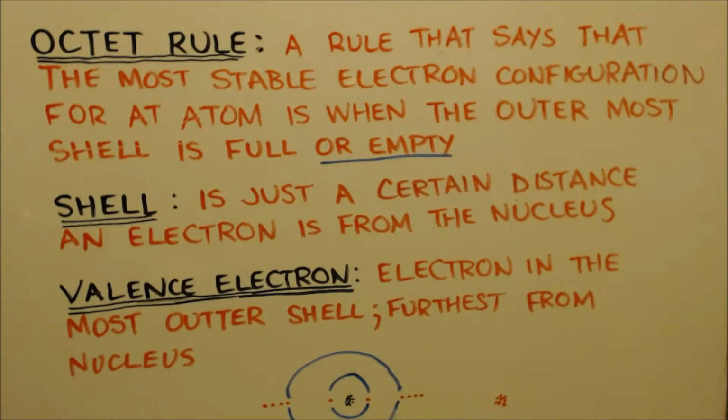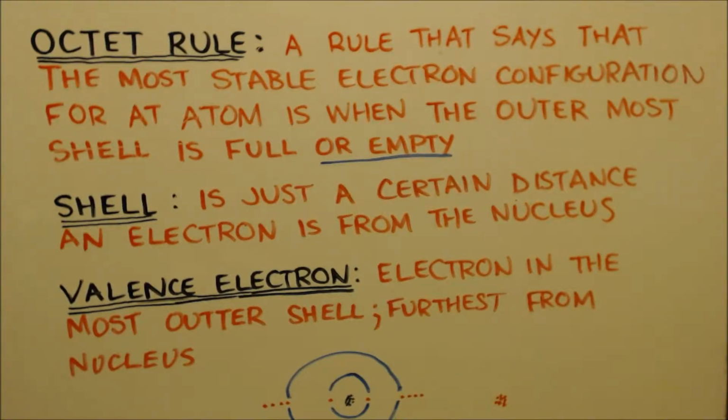So the outermost shell. What is a shell again? A shell is just a floor number. If you're on floor 1, you're on shell 1. If you're on floor 2, you're on shell 2. It's just a certain amount of distance that you're away from the nucleus. The higher number shell or floor means that you're further away from the nucleus.